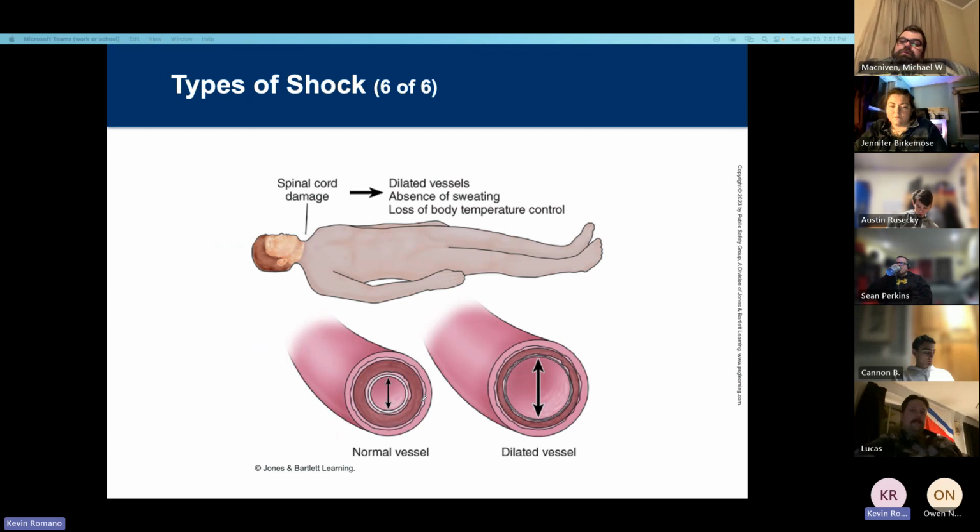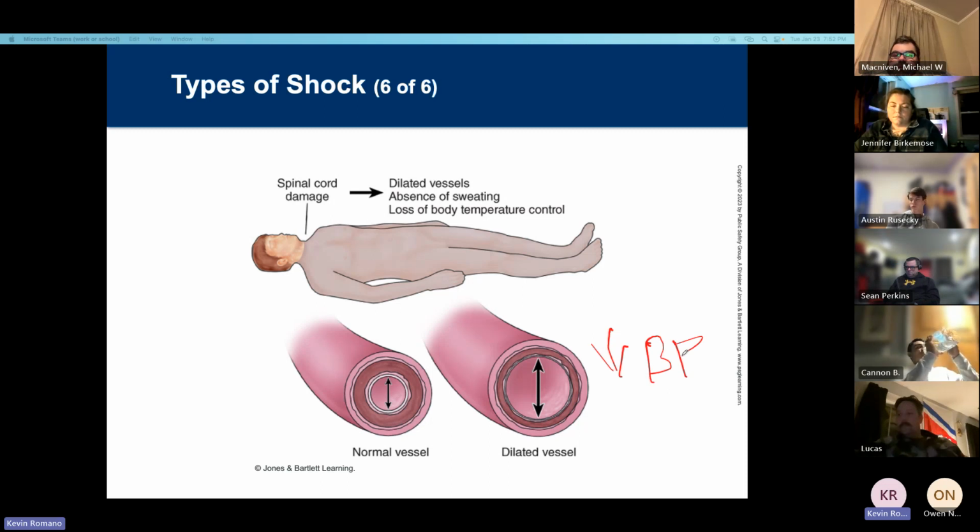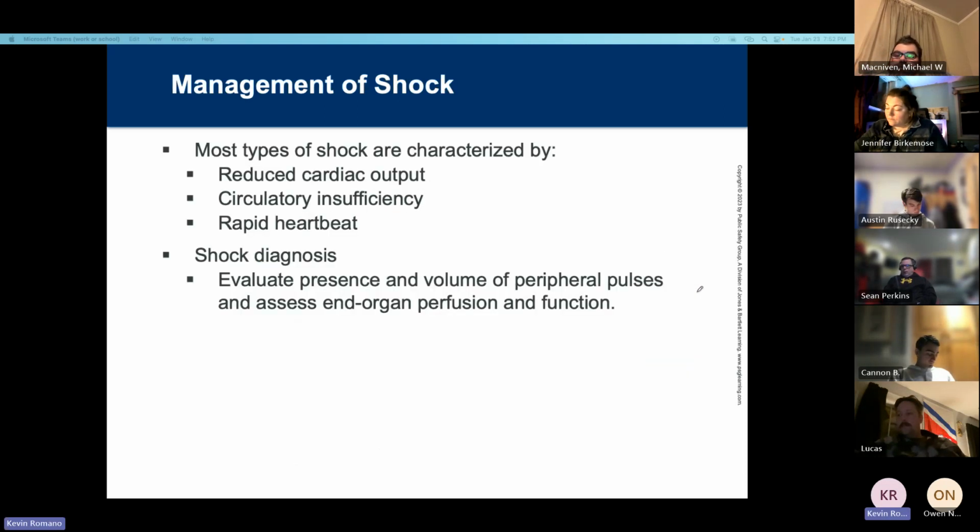As you can see here on the normal vessel versus a dilated vessel, there is more blood flow, causing absence of sweating and loss of body temperature control in spinal cord injury. This is your spinal shock. Having that dilated vessel will in turn lower your blood pressure. By dropping your blood pressure, your heart is going to pump faster, increasing the heart rate. We start seeing signs of shock.